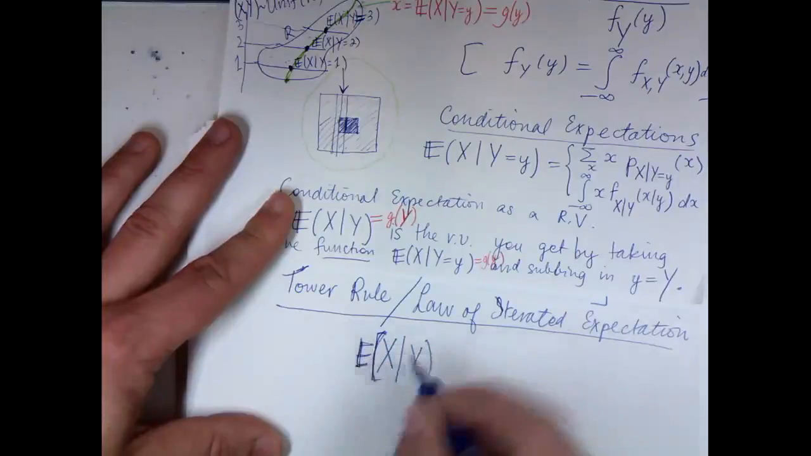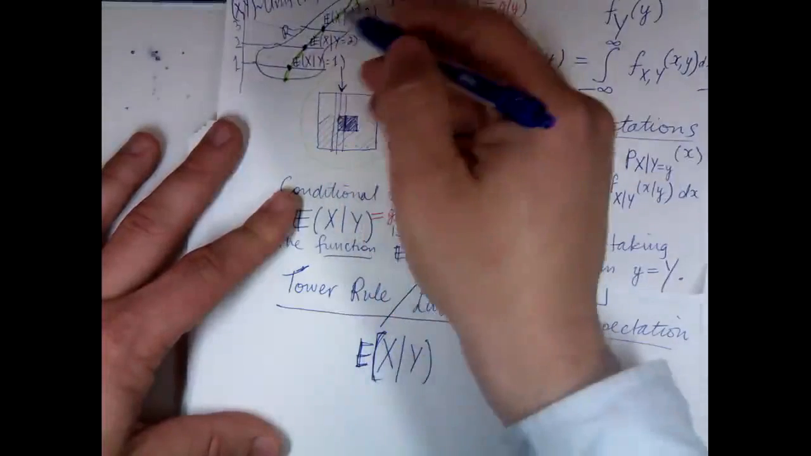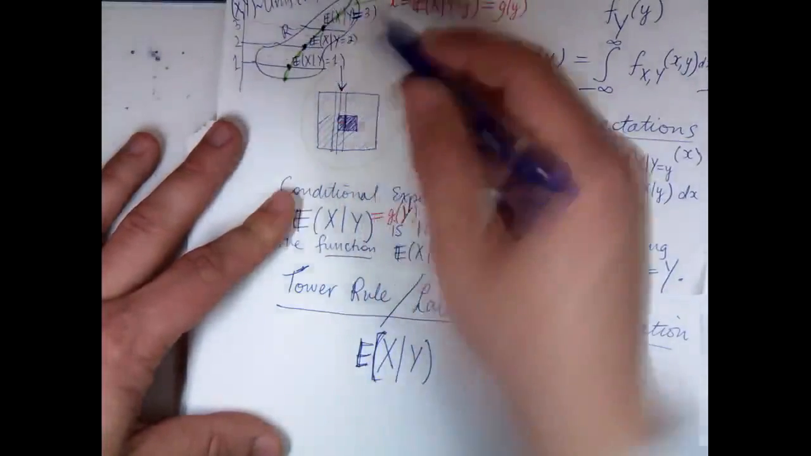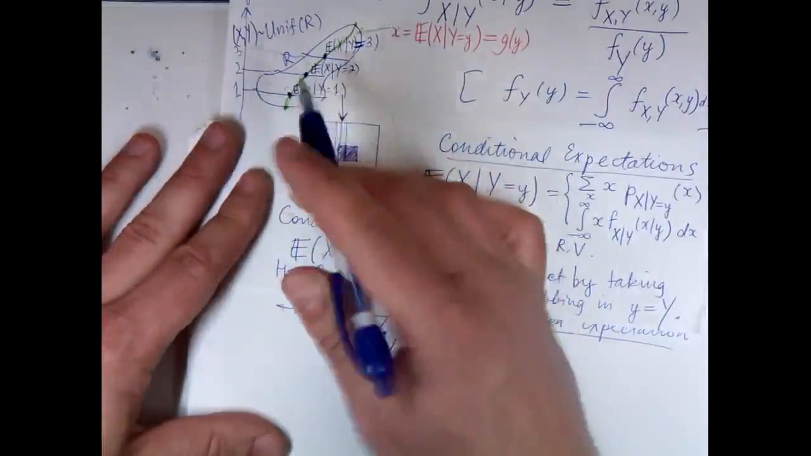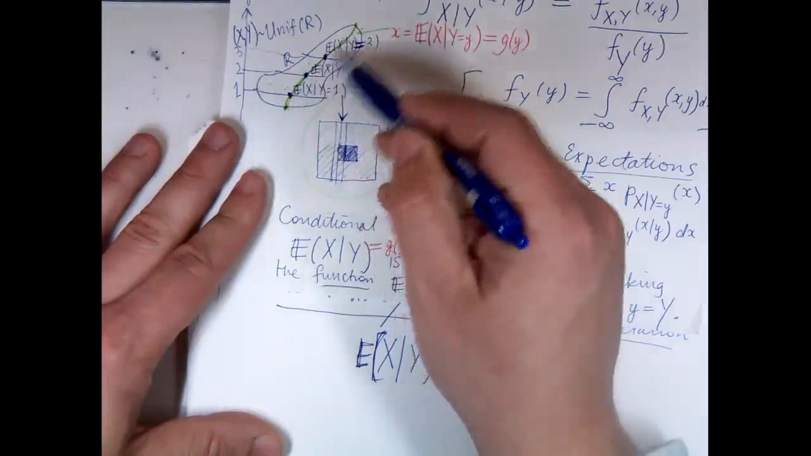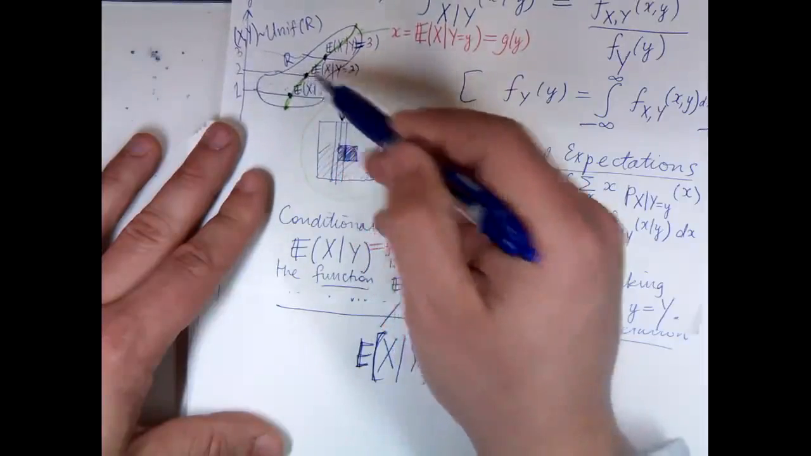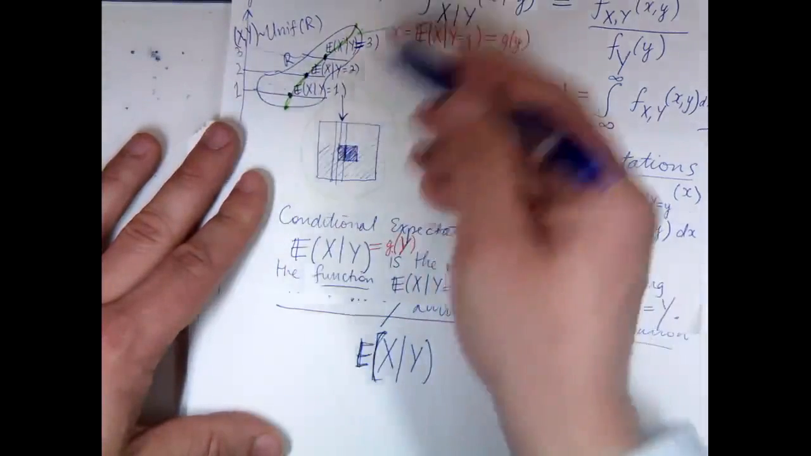It's itself random, but it's random only depending on y. It doesn't have all the extra information of where the x coordinate was. It's just your best guess of where x was given y. And I've traced that best guess here. So if you know that y is 1, your best guess is here. If you know that y is 2, your best guess is here. Plug in the random y. It's just a random variable.